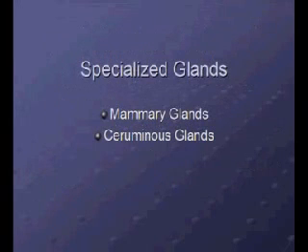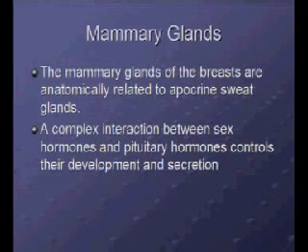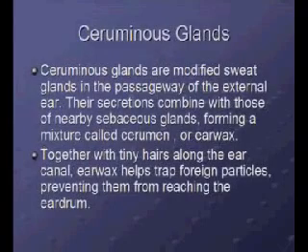There are specialized glands as well. The mammary gland, which we'll discuss more in the reproductive system, and ceruminous glands. Mammary glands basically are breasts that are anatomically related to the apocrine sweat gland. A complex interaction between sex hormones and pituitary hormones help to control the development and secretion. Ceruminous glands are modified sweat glands in the passageway of the external ear. Their secretions combine with those of nearby sebaceous glands, forming a mixture of cerumen or earwax. Together with tiny hairs along the ear canal, earwax helps to trap foreign particles, preventing them from reaching the eardrum.